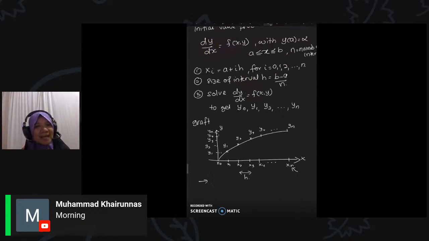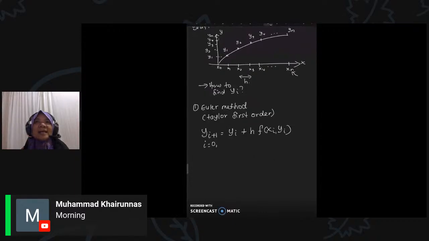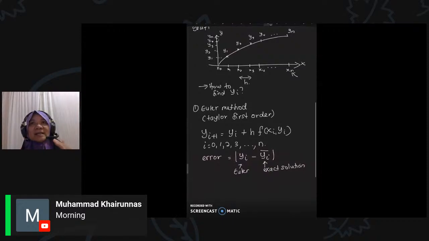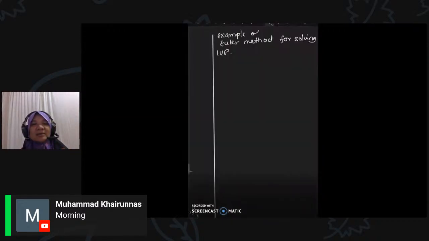You can extend this formula to the higher order Taylor series and Runge-Kutta methods. So remember, right? I just want to remind you again. Because the Euler method and Runge-Kutta are iterative, we can stop the iteration by controlling the error.